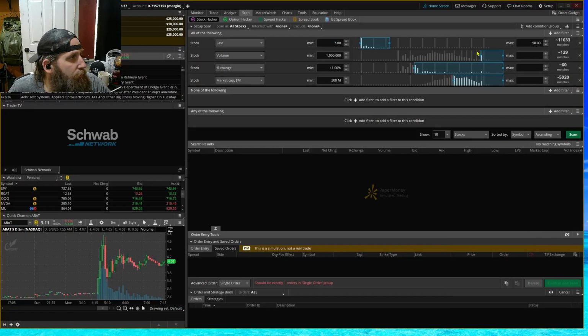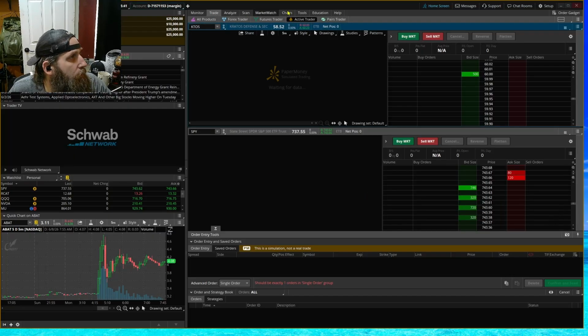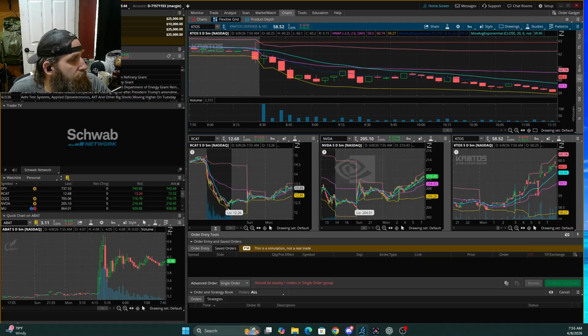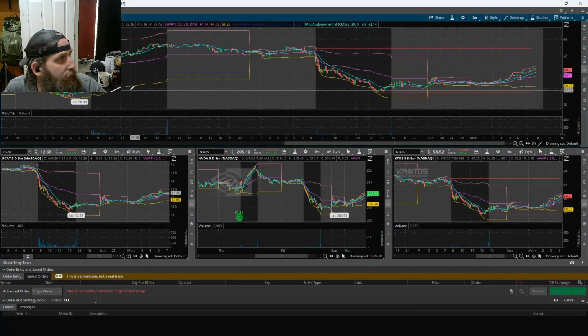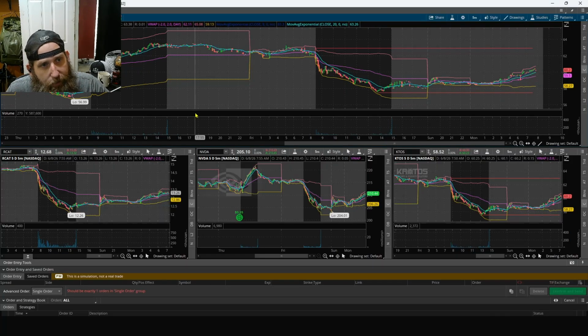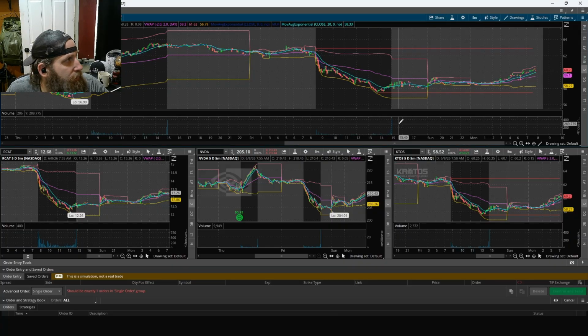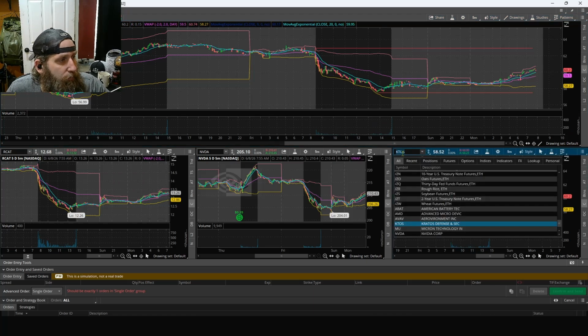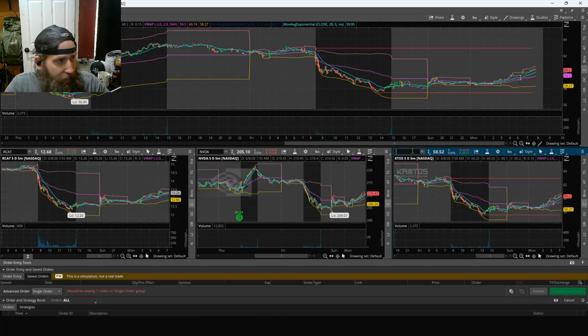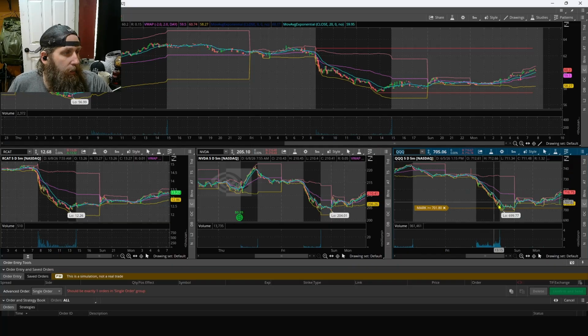Other than that, we are still looking at our normal grid, and we have a flex grid open. And this is the reason that I decided I wanted to use this platform. I can't get enough screens open, and not that I need a ton, but I do want to be able to look at multiple stocks at once, and Thinkorswim just has better options for that, in my opinion.